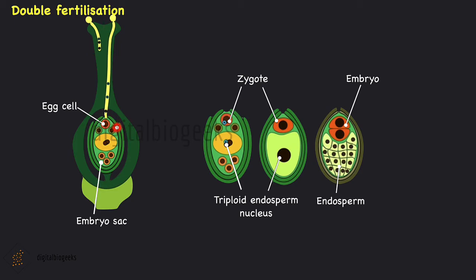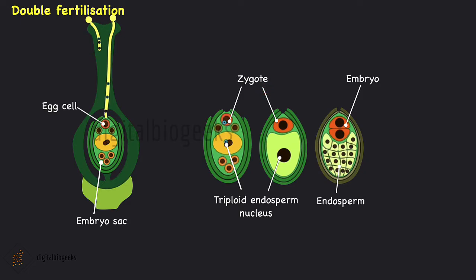We now saw that the pollen tube enters one of the synergids at the micropylar end through the filiform apparatus. Then the pollen tube releases two male gametes into the cytoplasm of the synergid. One of the two male gametes now moves towards the egg cell and fuses with it, completing the syngamy. Syngamy is nothing but the fusion of two cells or nuclei. As a result of the syngamy, a zygote is formed.